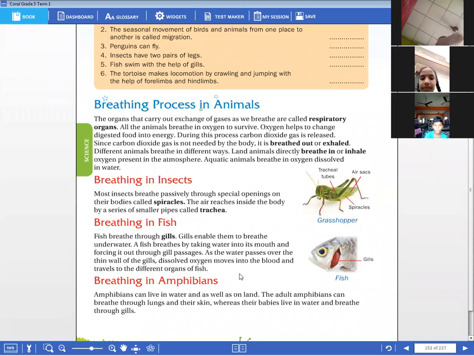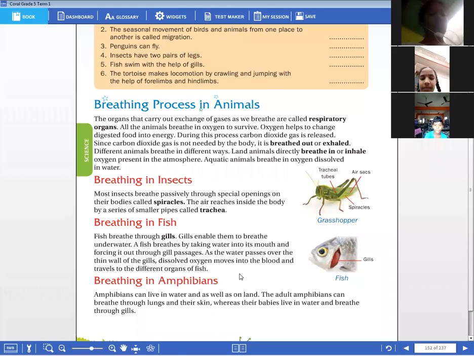Okay, let's see the breathing process in insects. Remember, children, only plants take in carbon dioxide and release oxygen, but all animals, birds and everything just take in oxygen and release carbon dioxide. Let's see how the breathing process takes place in insects. That is the first topic in this, children.